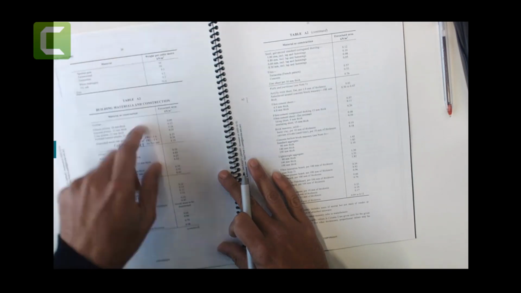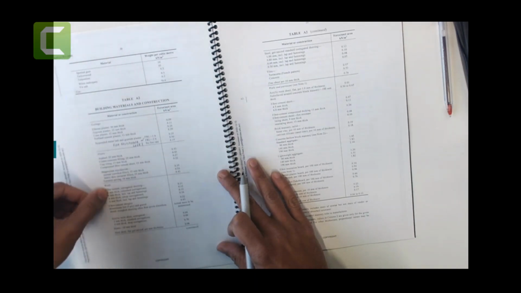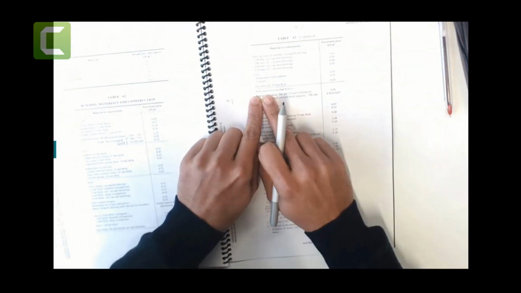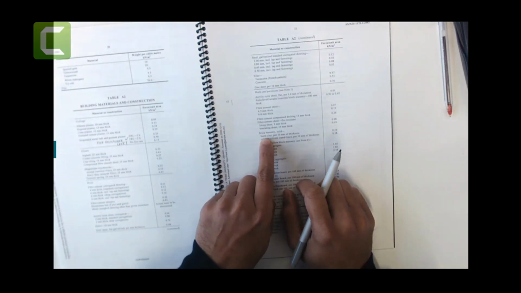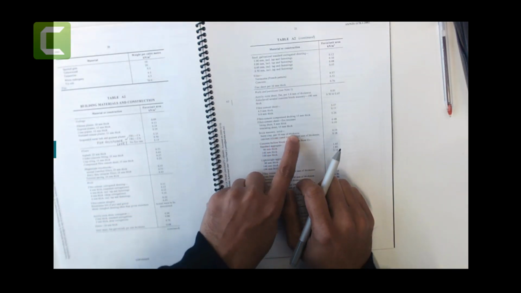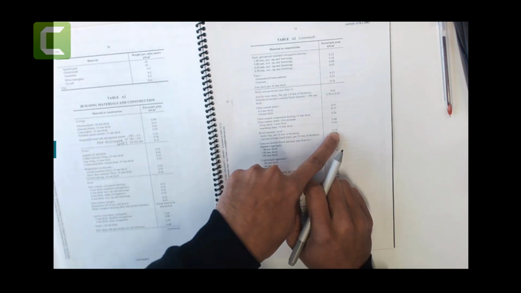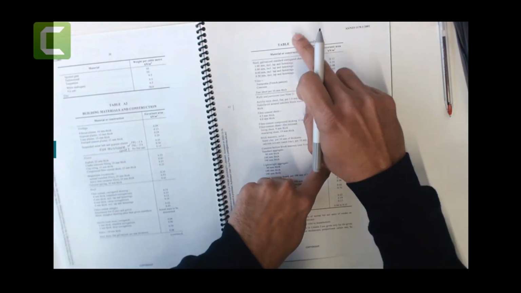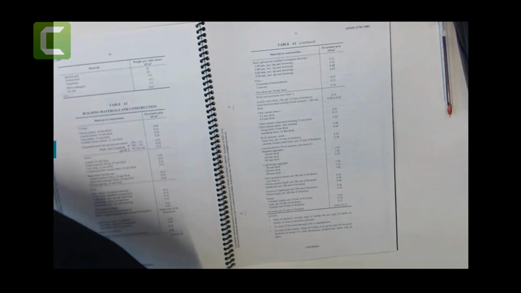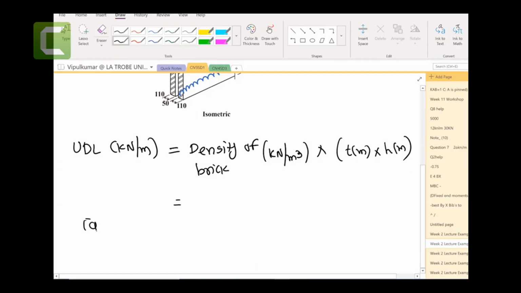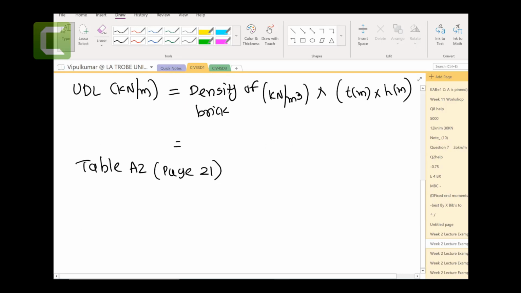By the way, they are in the pressures: ceiling, floor, roof, walls. So I think that will be helpful. Walls, and then brick masonry walls, burnt clay, per 10 millimeter thickness is 0.19, right? So that will be helpful. Let's put the notes: Table A2, page number 21. We have 0.19 kilonewton per meter square.